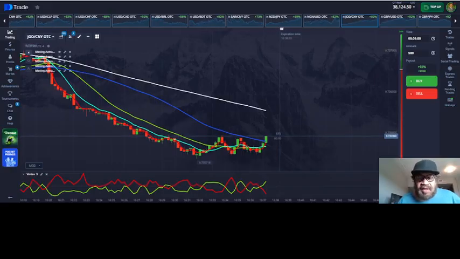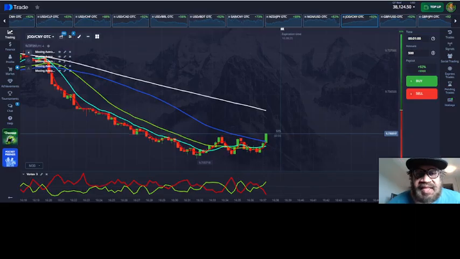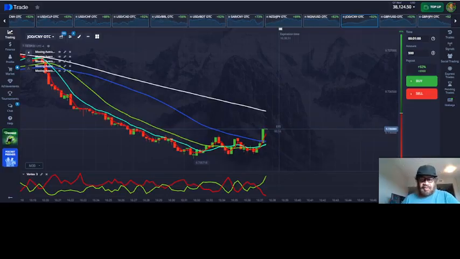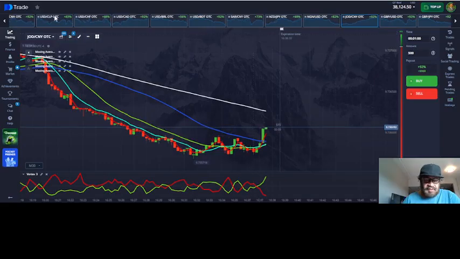So today I'm on the Pocket Option platform and I'm going to be trading OTC currency pairs. Since it's the weekend, only OTC pairs are available. So what I have here is 5 moving averages and the Vortex indicator here.